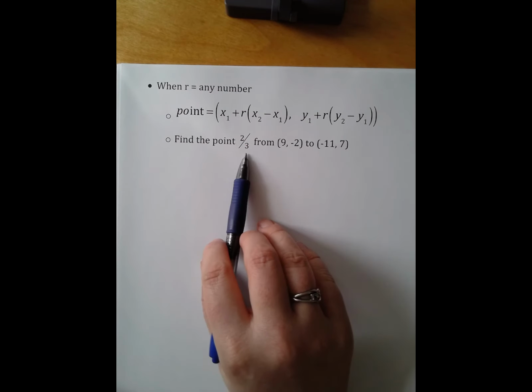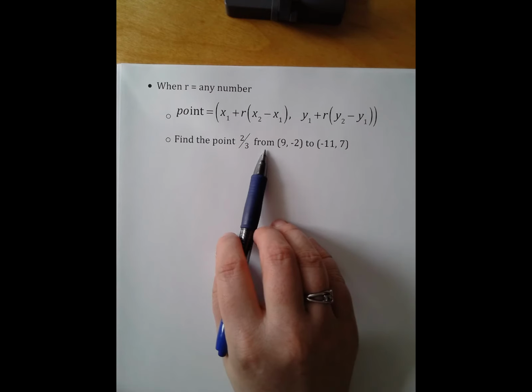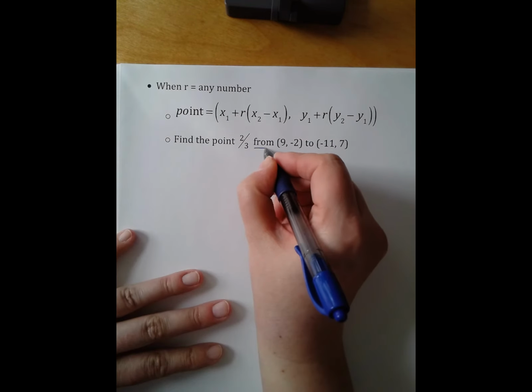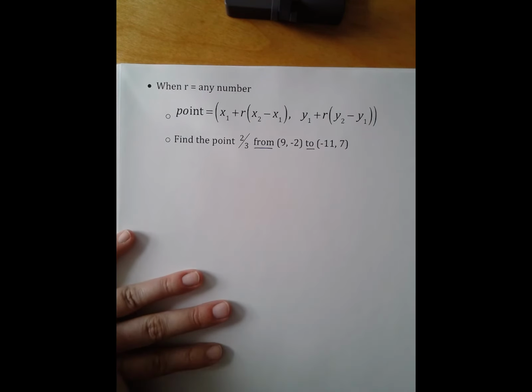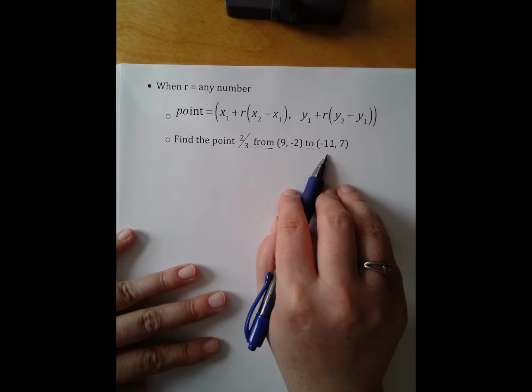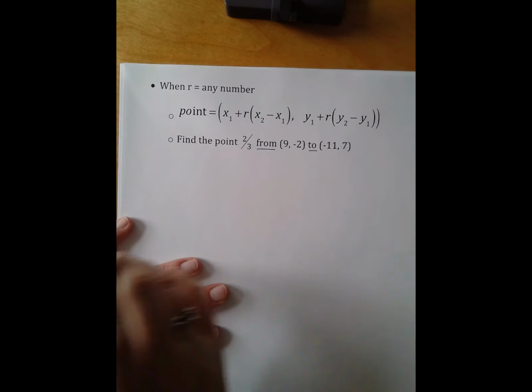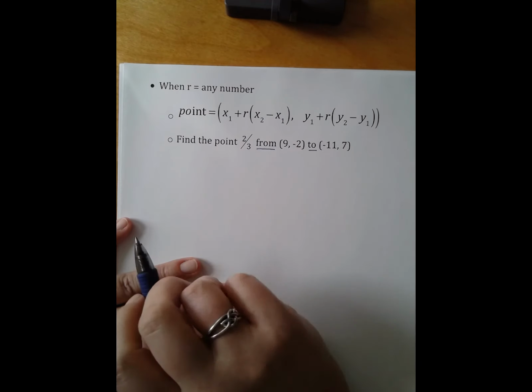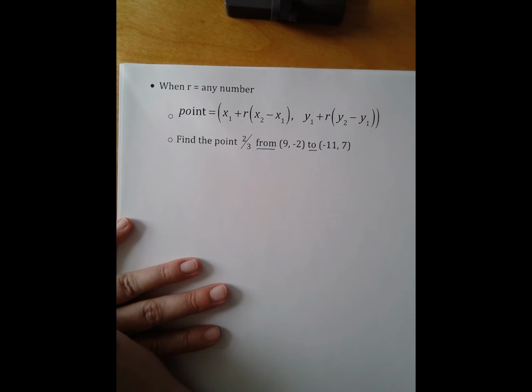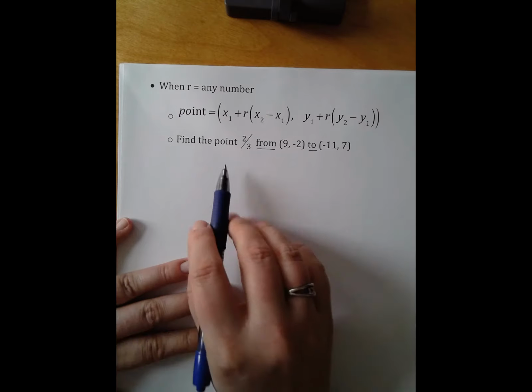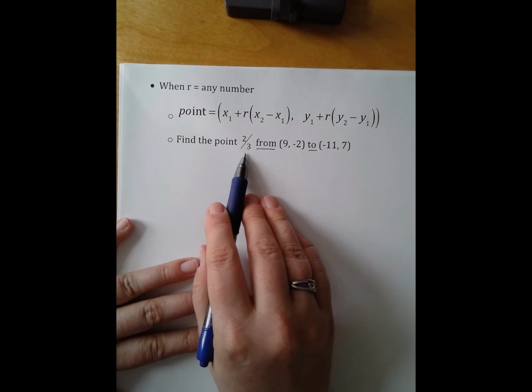Now, in this problem, I need to be very careful about this language, from and to. So I want to end up closer to -11, 7. And so I need to treat 9, -2 as my first point. In the previous example, it didn't matter because halfway from one is the same as halfway from the other. But with 2/3, it is going to matter.